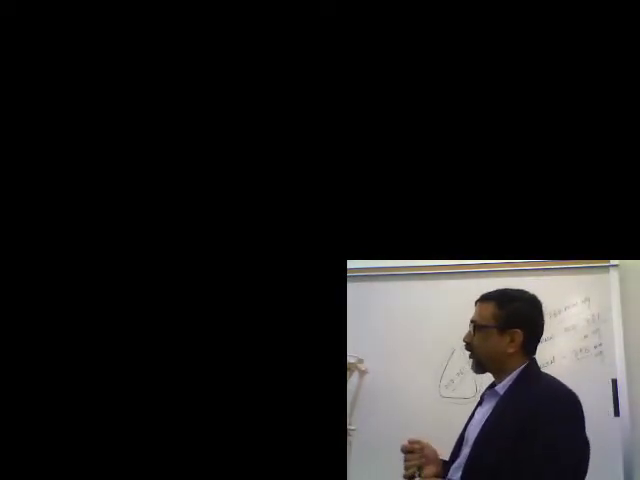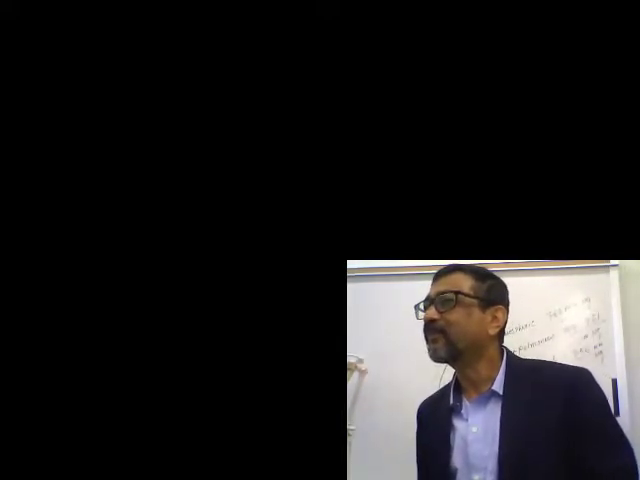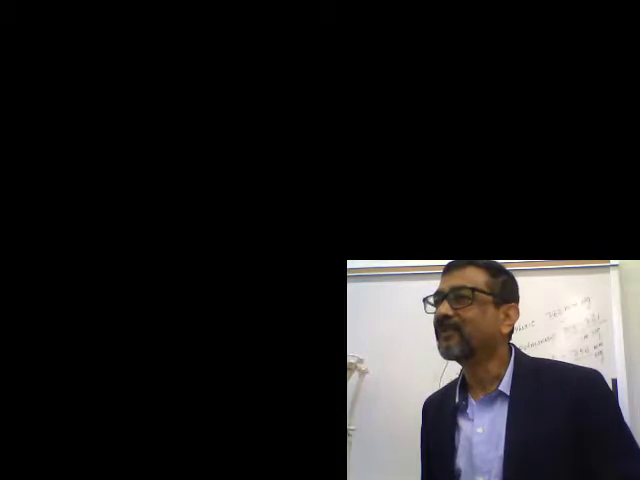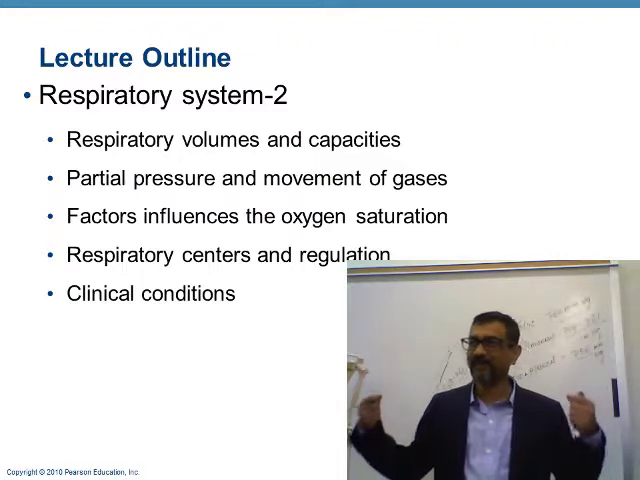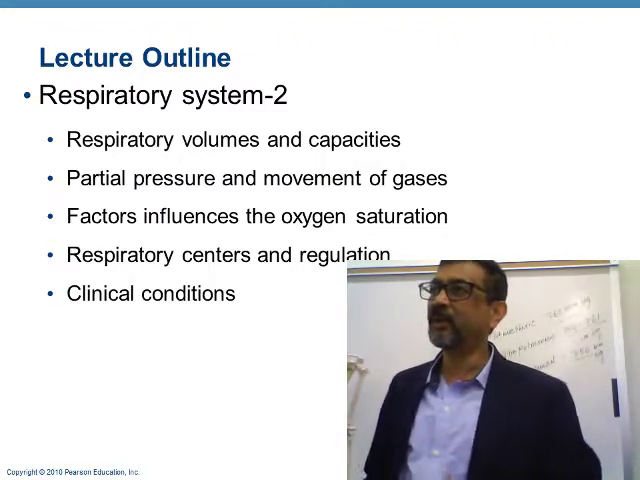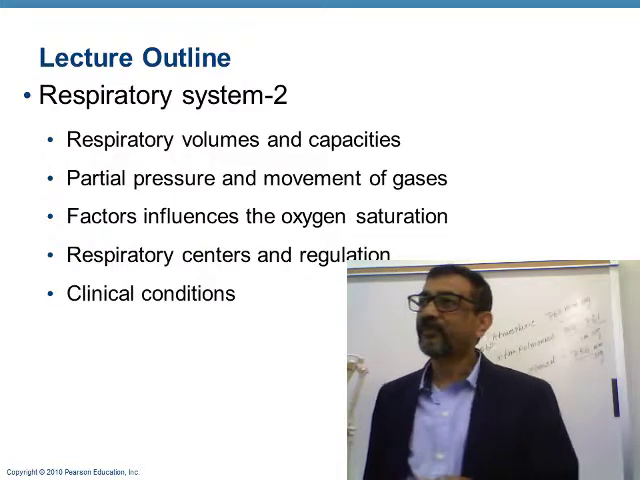Partial pressure of gas and movement of gas, that I explained to you, what are the pressures in the lung, what are the pressures in the tissue, that part we have already finished. Factors that influence the oxygen saturation. Like on top of a mountain, is the atmospheric pressure lower, so it's hard to breathe? Yeah, it is hard to breathe, and that's why you need to carry the oxygen. If it's really high altitude, the pressure of oxygen is low.